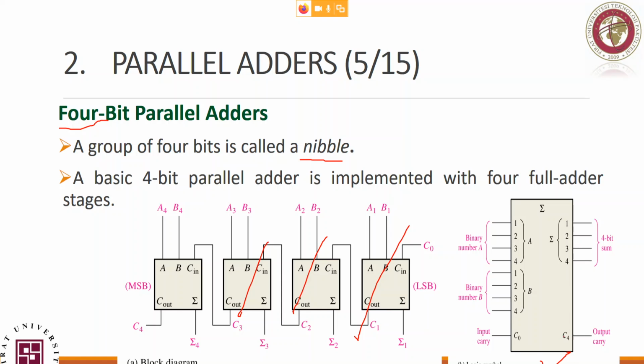So for the carry, we start from C0. That's the Cn for the first one. That's C0. Then we have C1, C2, C3, C4. This will be the last summation. Why? Because we read it this way, from the MSB to the LSB. This is like flipped, upside down.